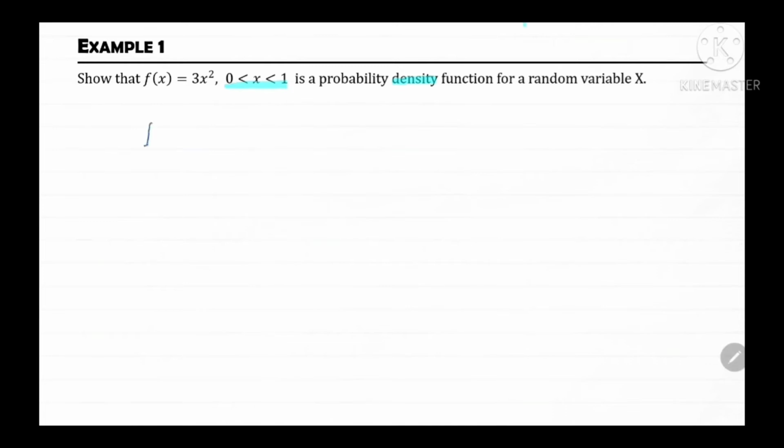So, integrate from 0 to 1, the function is 3x squared dx, equal to 3x cubed over 3, from 0 to 1. So the function is x cubed from 0 to 1. Substitute: 1 cubed minus 0 cubed equals 1. Shown.